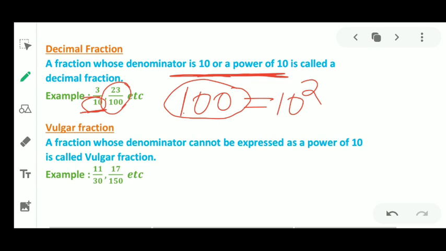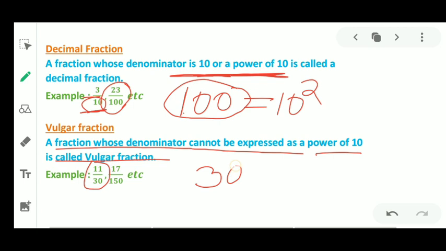Now vulgar fraction. A vulgar fraction is actually the opposite of a decimal fraction. A fraction whose denominator cannot be expressed as a power of 10 is called a vulgar fraction. For example 11 by 30. 30 cannot be expressed as a power of 10. That's why 11 by 30 is a vulgar fraction. Now another example, 17 by 150. 150 also cannot be expressed as a power of 10. That's why 17 by 150 is a vulgar fraction.